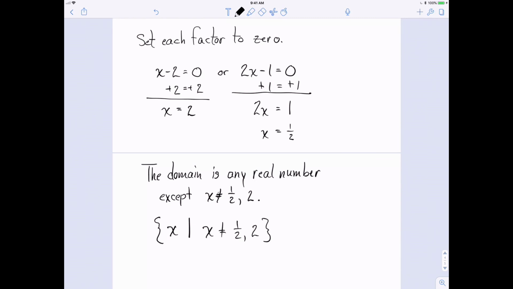And that is how you find the domain for a rational expression. Remember, the key is the numerator doesn't matter at all in the problem, only the denominator.